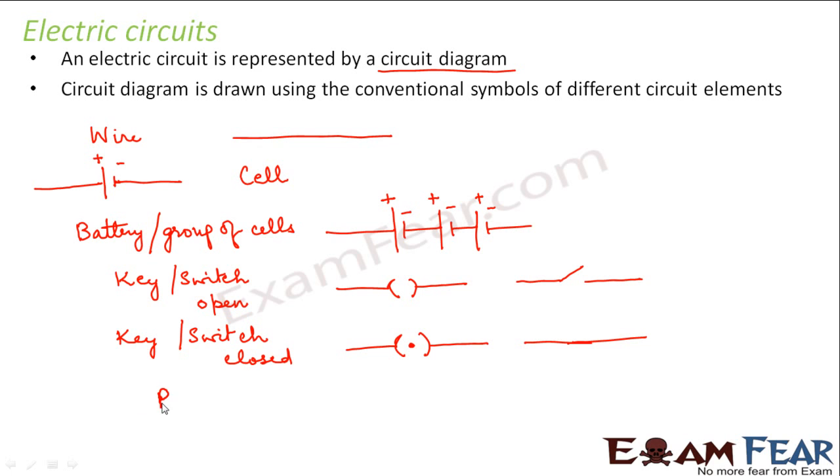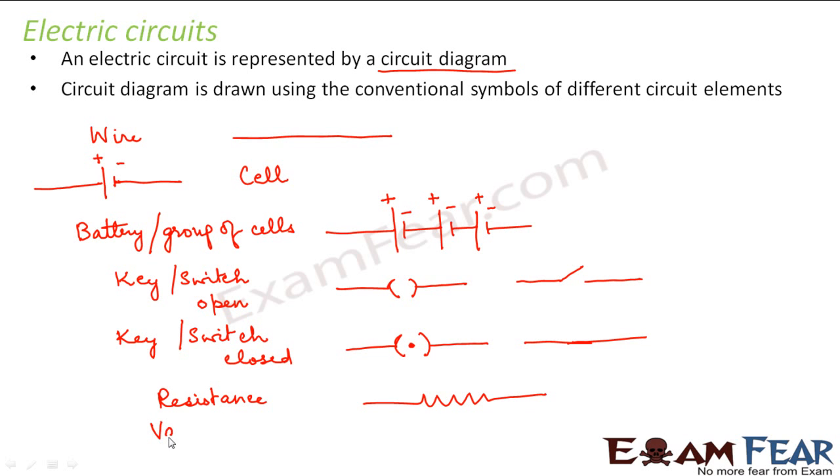How do I represent resistance? Resistance is represented like this. It is represented like this if the resistance has a fixed value. I mean, if I know that the resistance of this object is 2 ohms, the resistance of this object is 5 ohms. If it is of fixed value, then it is represented like this.